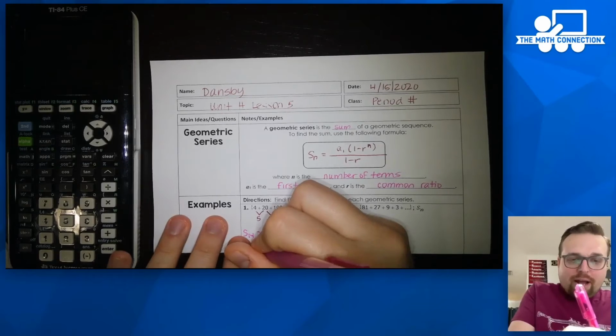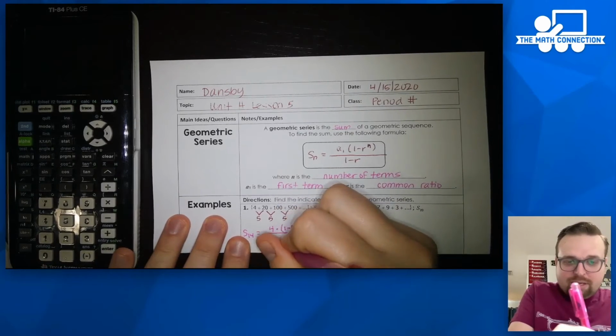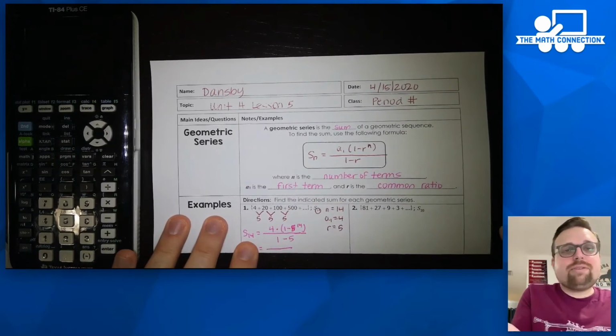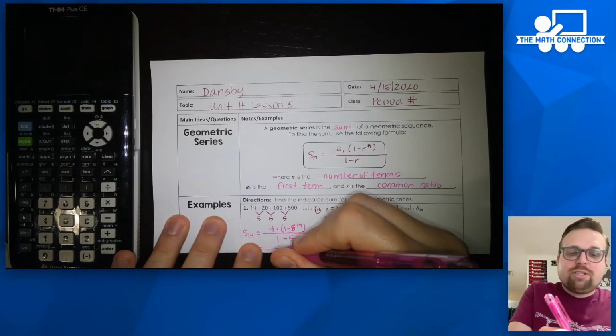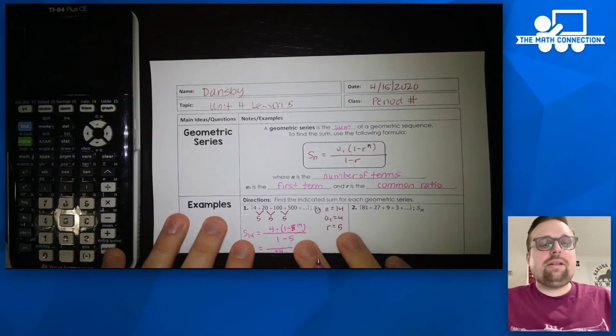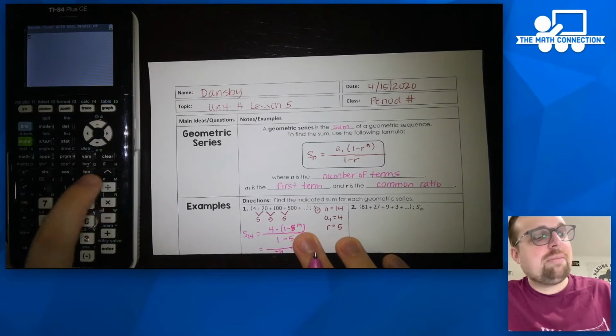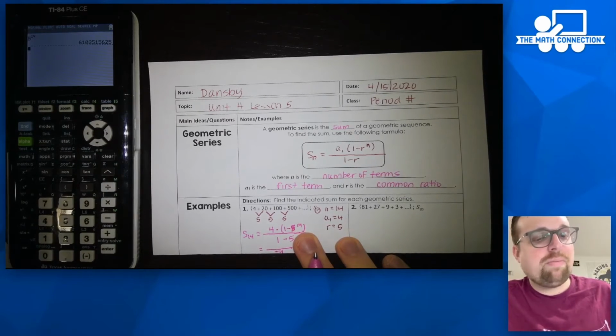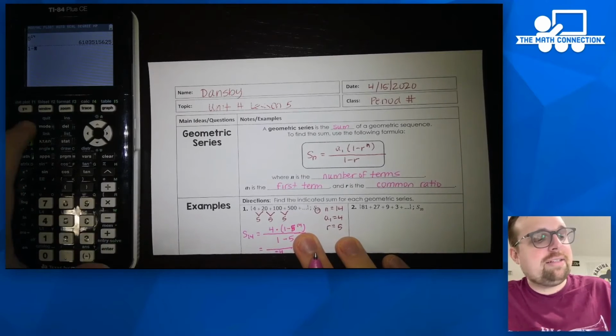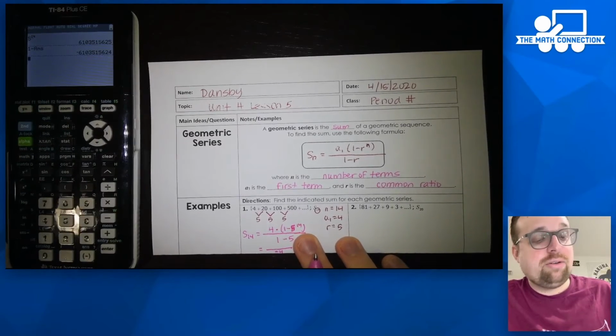So let's use our calculator to fill this in. We still have our big fraction. The denominator is super easy. It's just 1 minus 5, which is negative 4. And then for the numerator, we do the inside of the parentheses first. That's going to be 5 to the 14th power. And you take 1 minus whatever that is, it's a huge number, and multiply that by 4.